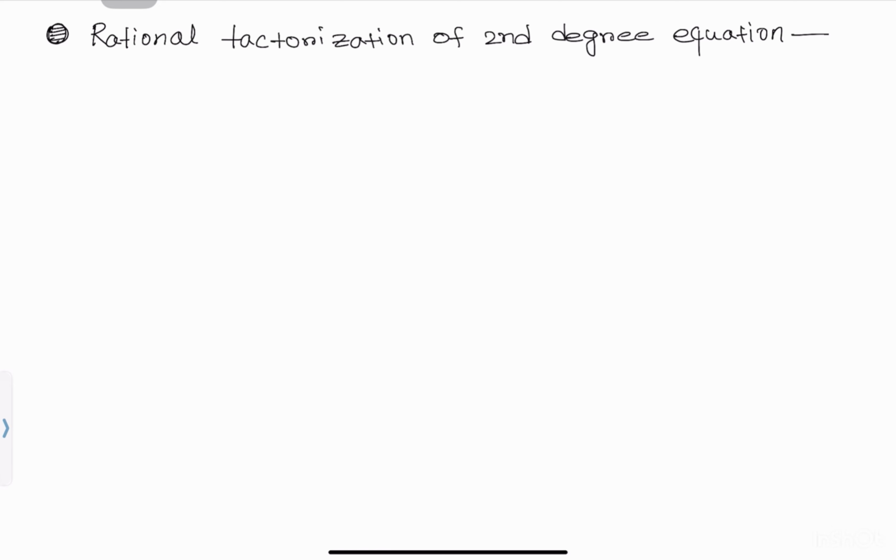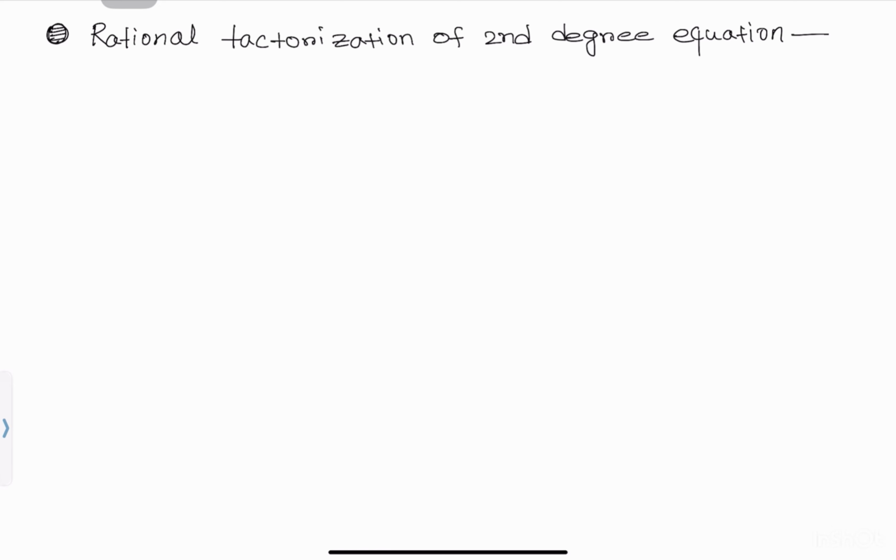This topic is like a skip topic for every student. Every student can skip it, but it is important and you can feel that also. What is the meaning of rational factorization of a second degree equation?